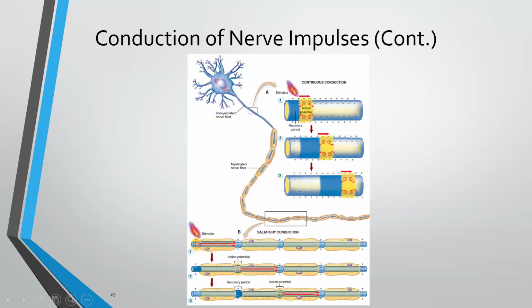So in the myelinated fiber, the action potential jumps around the insulating myelin in a rapid type of conduction. That is called saltatory conduction. So when it's jumping from node of Ranvier to node of Ranvier, that's called saltatory conduction.